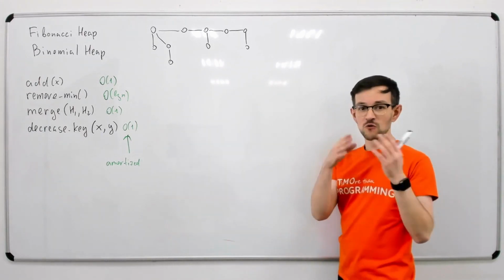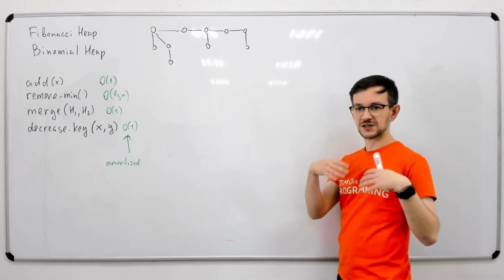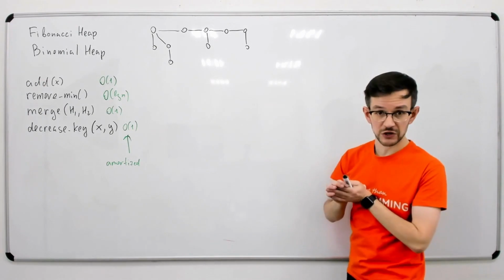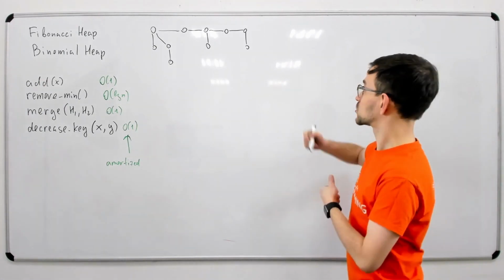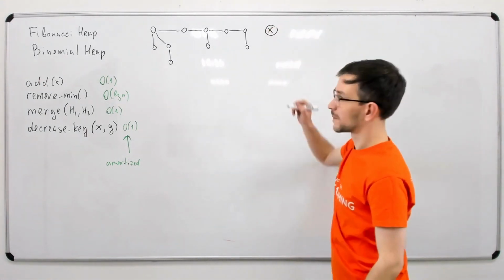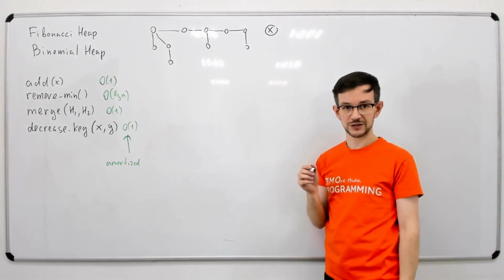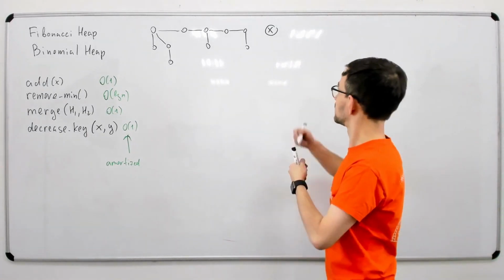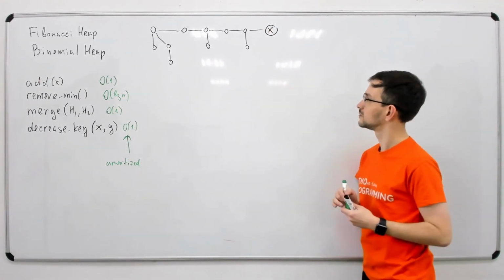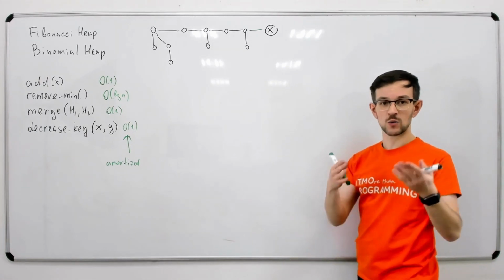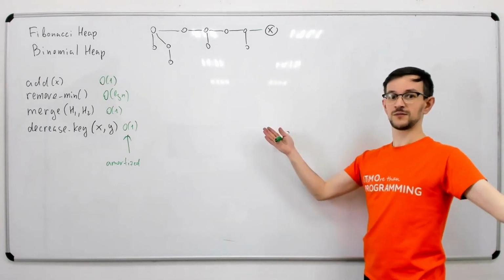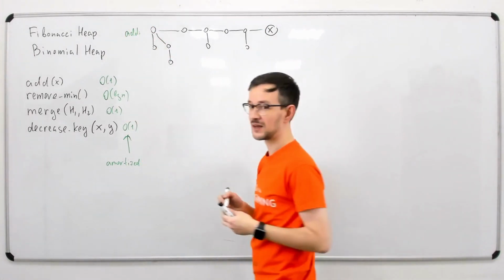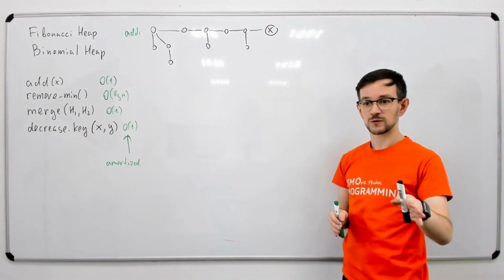So if you remove the property that all the trees must have different ranks, then how to add one more element to this heap? Very simple. You just create one tree of rank 0 and add this tree to your Fibonacci heap. That's all. That's how you add one more element to your Fibonacci heap. Very simple data structure.